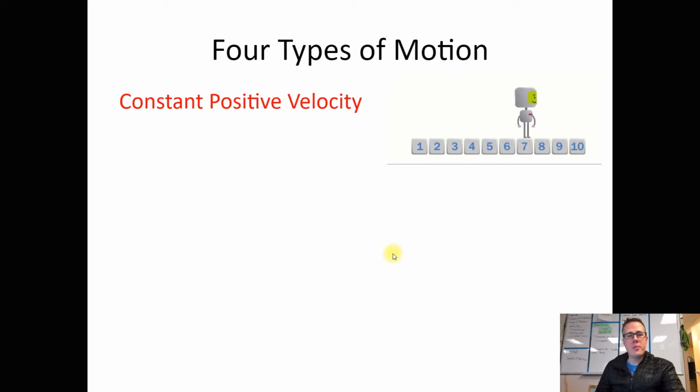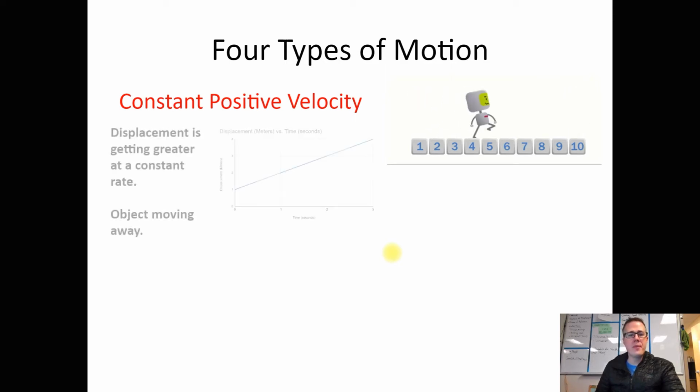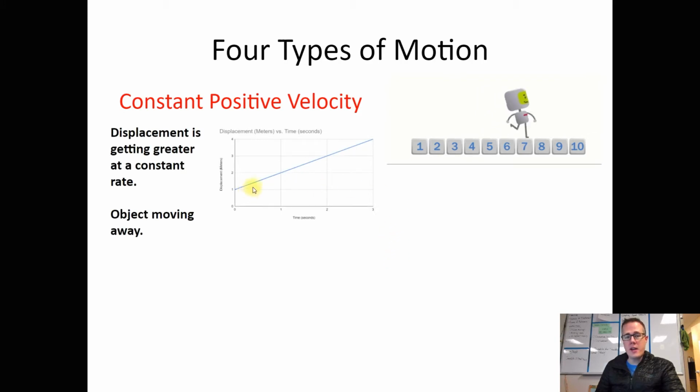The first one is constant positive velocity, and that's the one that we already looked at. Some object is moving along in a positive direction at a constant rate. When we do that, we're just going to get a nice straight line. The steeper the slope, the faster it's moving. But you're always going to get a straight line that slopes up and away. And that's because the displacement is getting greater at a constant rate.